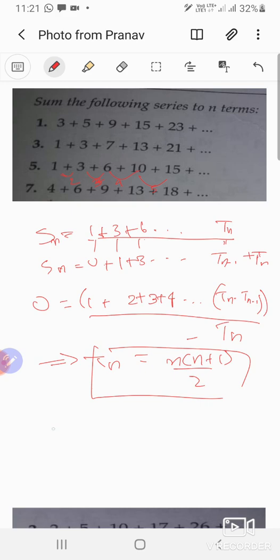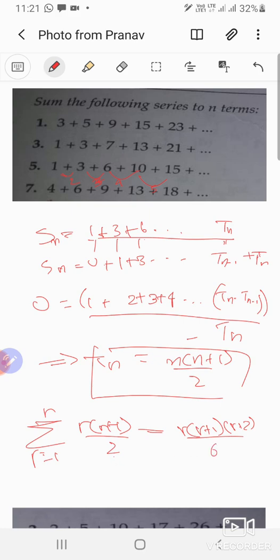So just sum this up from r equals 1 to n of r into (r plus 1) upon 2. And if you have actually seen my previous videos, you would know that this is equal to r into (r plus 1) into (r plus 2) upon 3 factorial, which is 6, right? Just check it out. It's n into (n plus 1) into (n plus 2) upon 6.